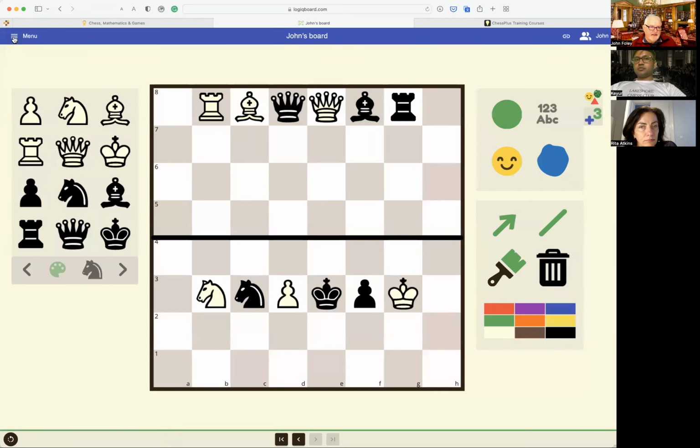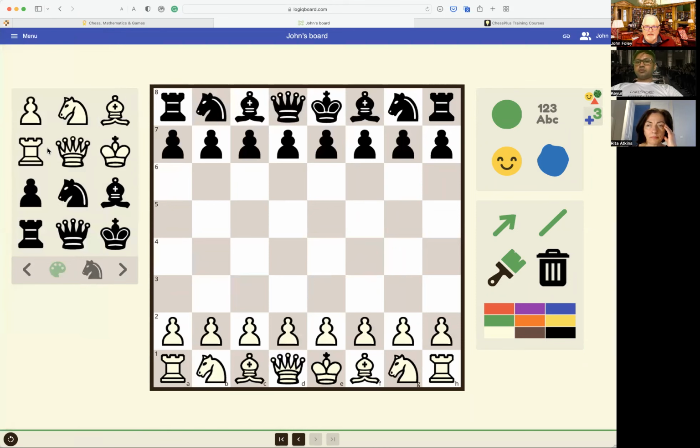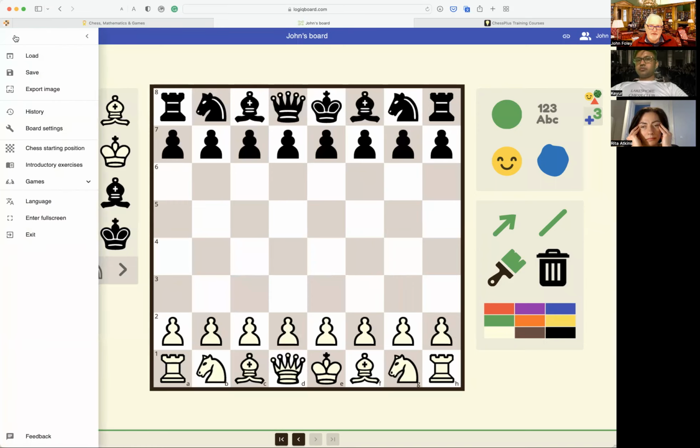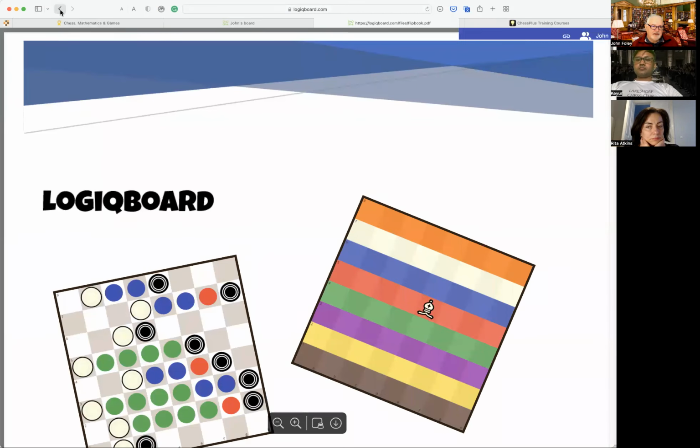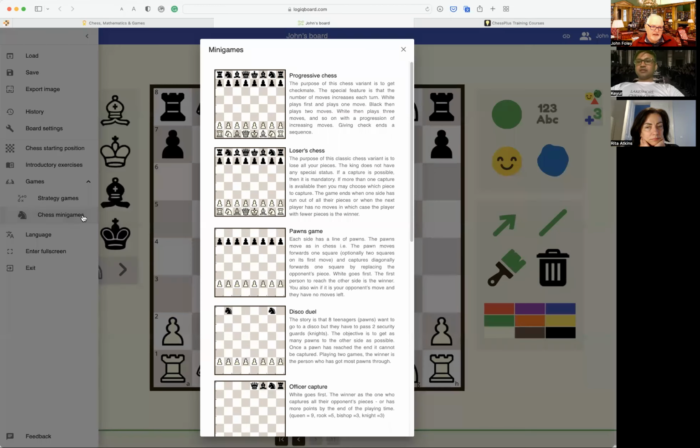All right, there's a menu up here, top left hand side. On the menu, I could play chess on here, but that's not really what we're here for today. We're here for the new generation of games. Chess will always be there, because chess is always going to be the primary game, but there are lots of other games as well that we want to do. Okay, so chess mini games. I think we know about chess mini games.